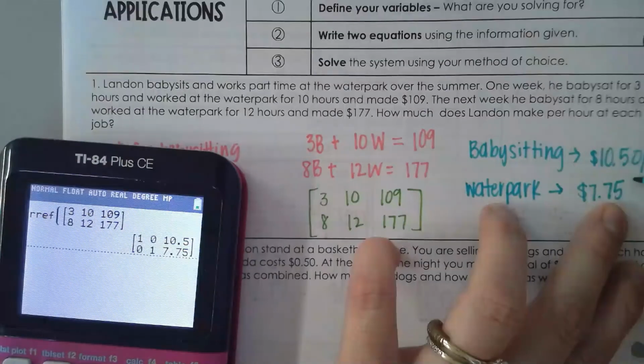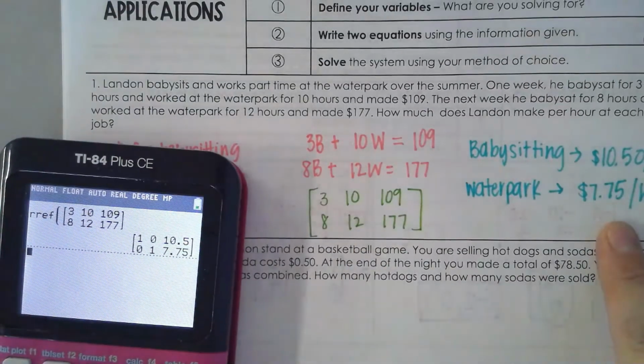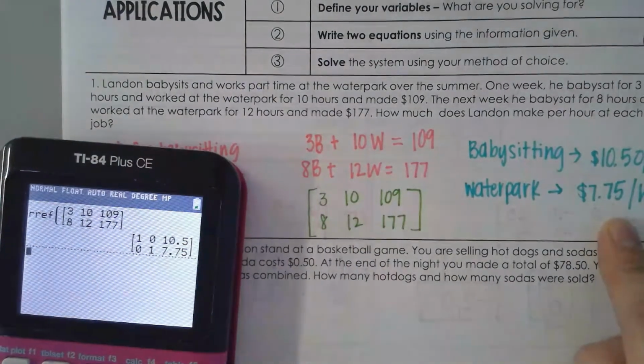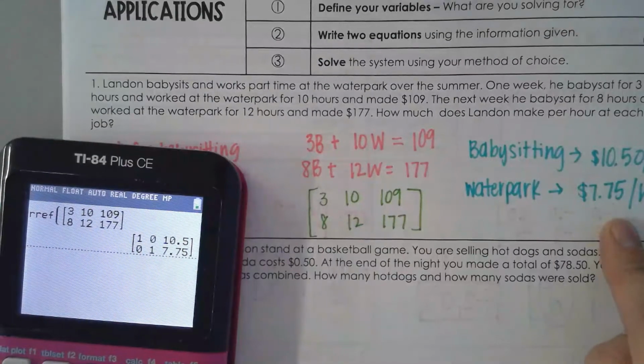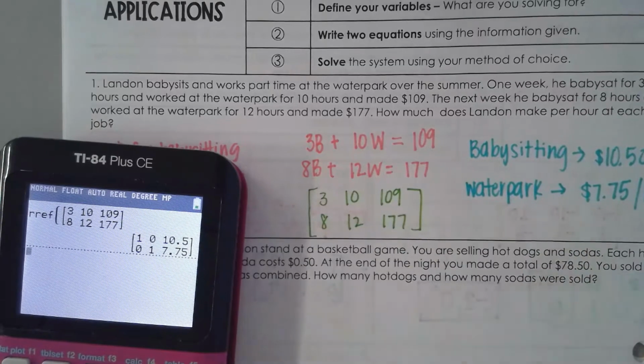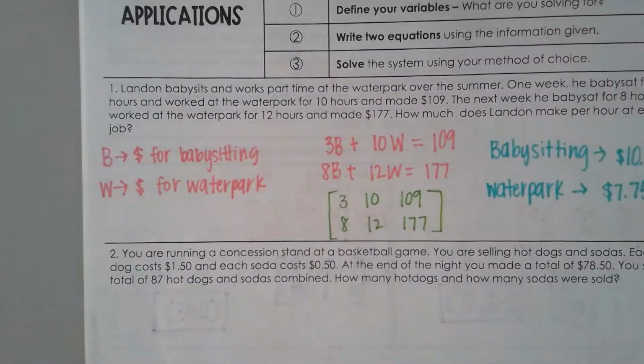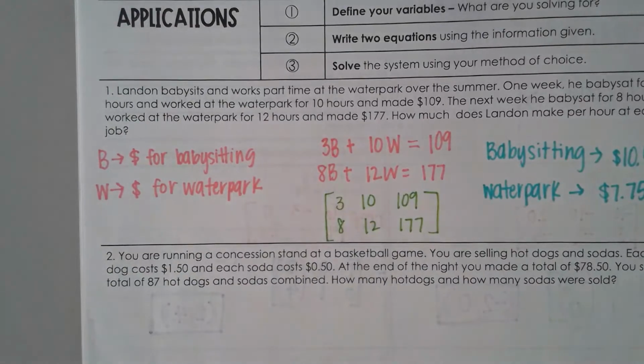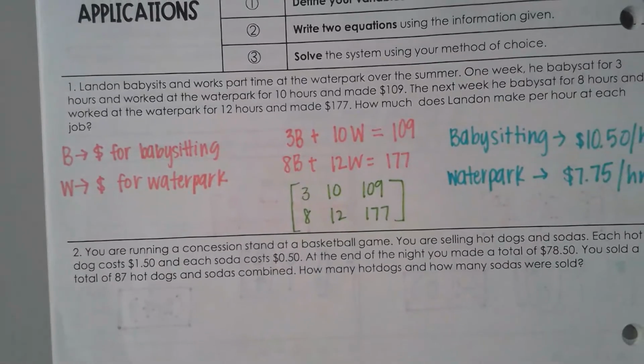$7.75 per hour. If you're talking about money, at least in your final answer, make sure that you have 2 decimal places and a dollar sign. We always want to use units on these word problems. Are there any questions?